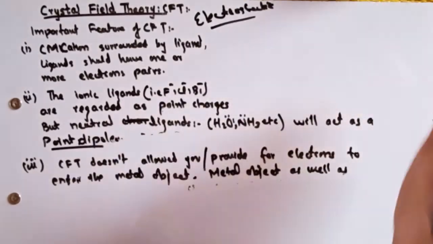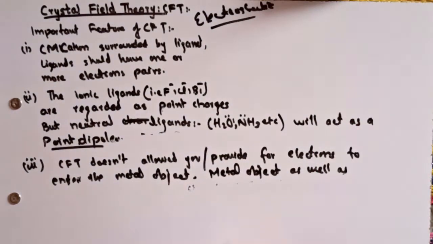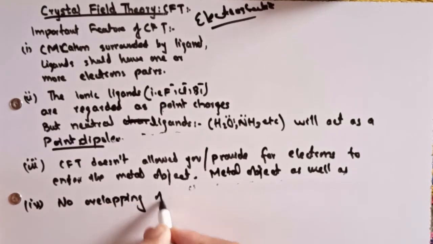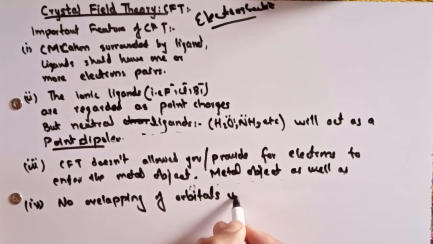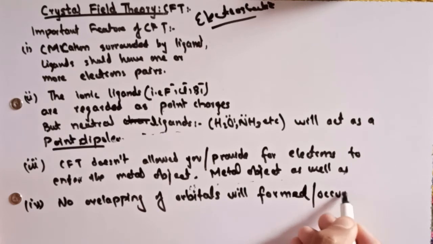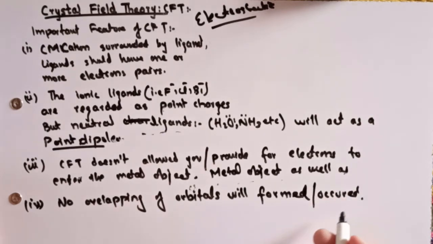And the fourth point of crystal field theory: no overlapping of orbitals will occur. I already explained why overlapping of orbitals cannot produce it, so now I'm going directly to the next point of crystal field theory.